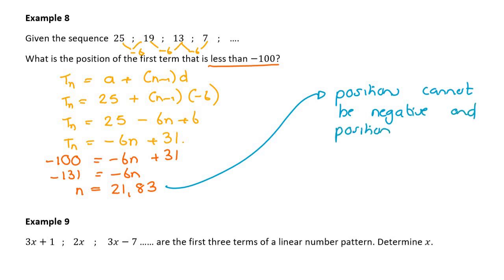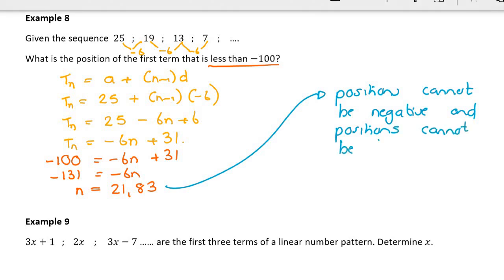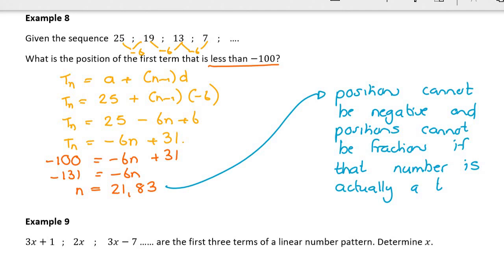Now, this is a fraction. So what's going on there? I need to clarify this. Positions cannot be fractions if that number is a term in the sequence, because you can't possibly have position number 21.83. But remember I said I didn't know whether negative 100 was a number in the sequence. So positions cannot be fractions if that number is actually a term in the sequence.